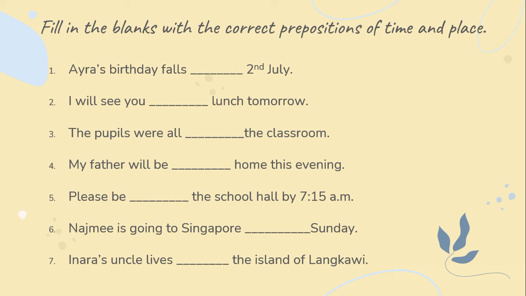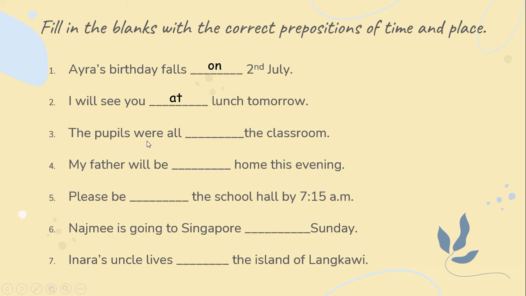Alright, time's up. Let's check the answers together. Number 1. Ira's birthday falls blank 2nd July. So, what is your answer? Yes. On. Next one. Number 2. I will see you blank lunch tomorrow. So, the answer is yes, at lunch tomorrow.